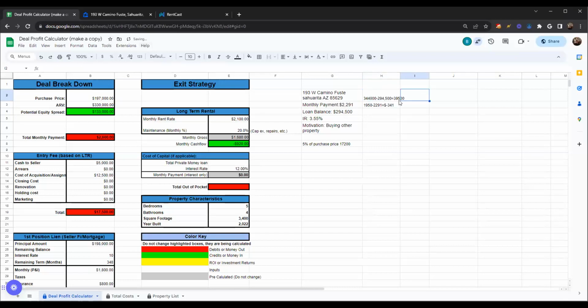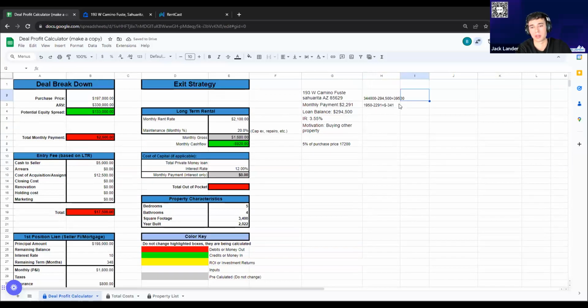Okay, got it. Even though that exit strategy isn't going to be putting money in their pocket instantly.